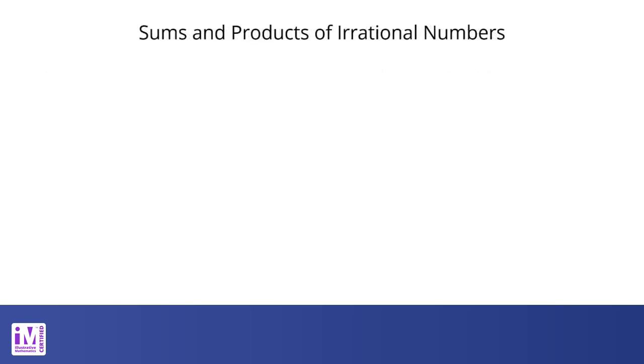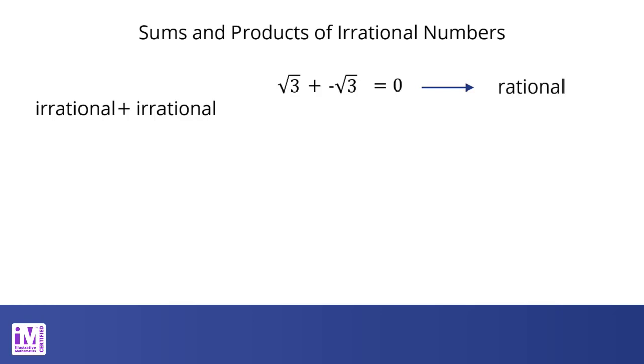The sum or product of two irrational numbers could be either rational or irrational. We can show this through examples. The square root of 3 and negative square root of 3 are each irrational, but their sum is 0, which is rational. The square root of 3 and the square root of 5 are each irrational, and their sum is irrational.